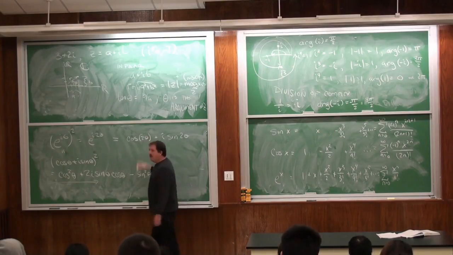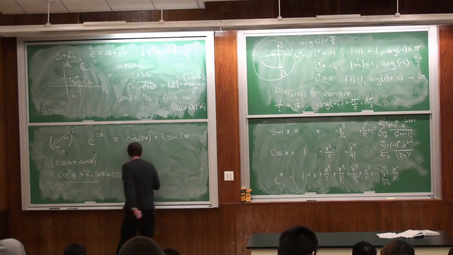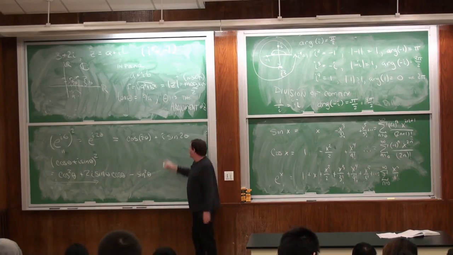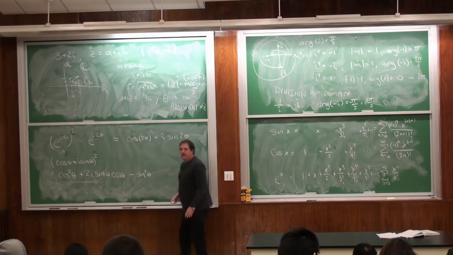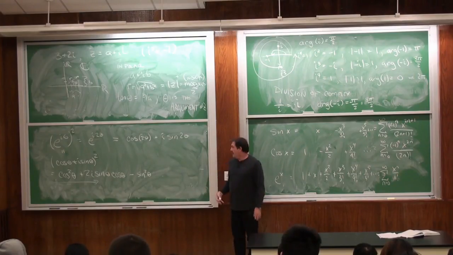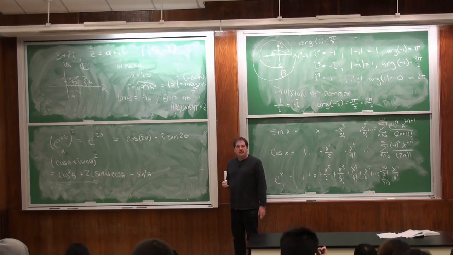The cosine of 2 theta is cosine squared minus sine squared. And the sine of 2 theta is 2 times the sine times the cosine. And if you want a fourth angle formula, you do the same thing by squaring this again. And if you want a fifth angle formula, you square it again and multiply by cosine plus i sine. Is this clear to people?